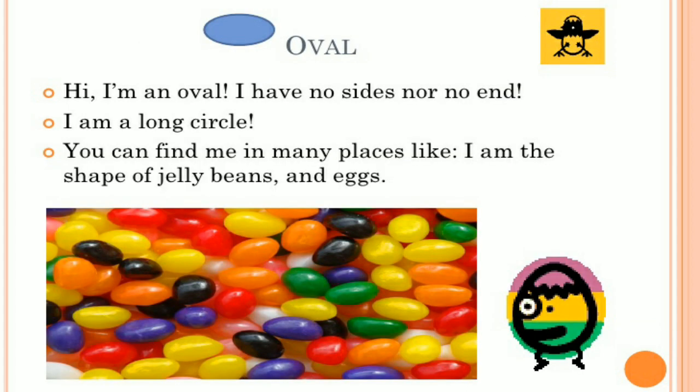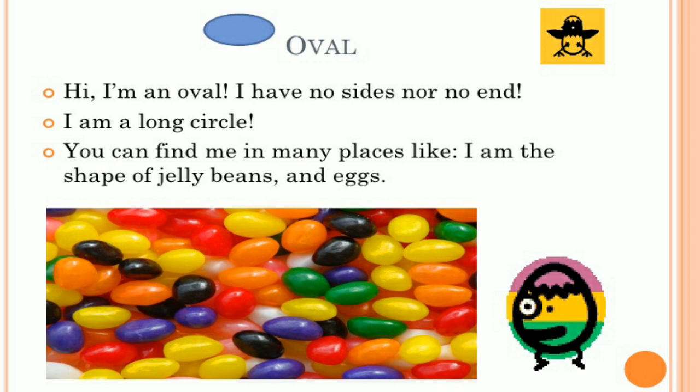It's an oval. So here we can find an oval shape. You all will learn and understand about oval, because ovals are all around us. So hi, I am an oval. I have no sides. An oval has no sides and no ends. I am a long circle. An oval is a long circle.